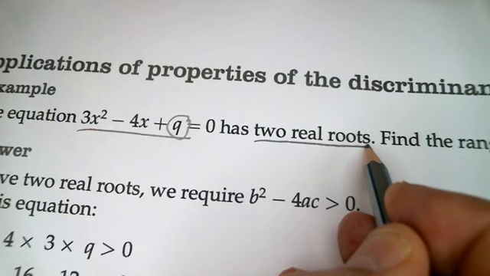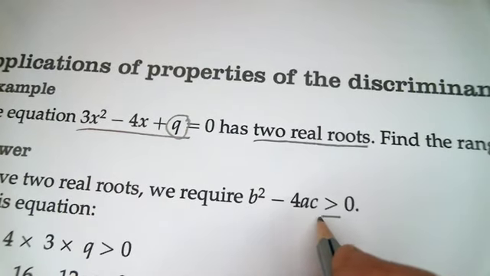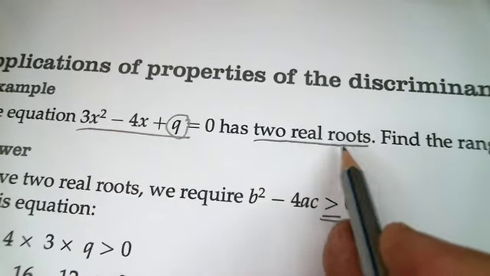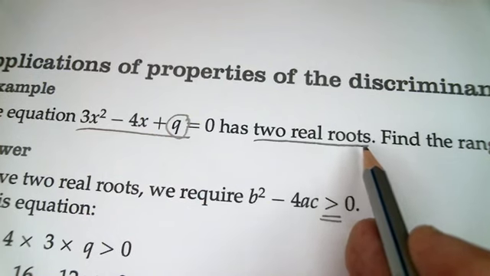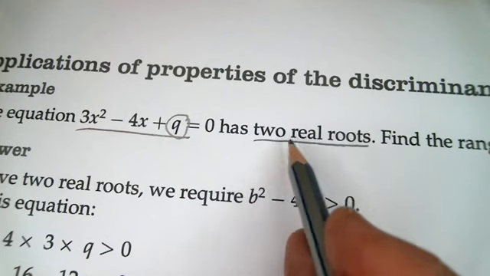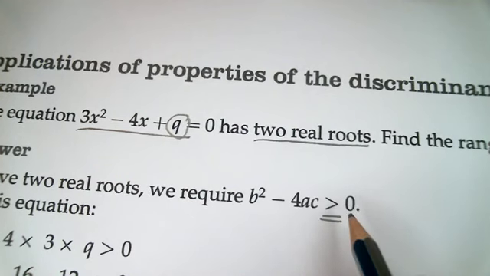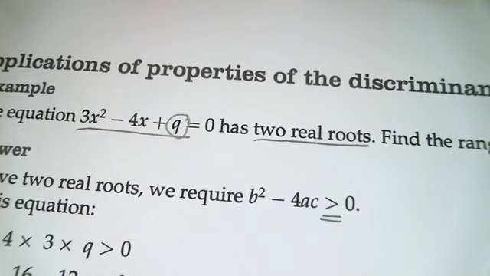So when we write the discriminant function, which is b squared minus 4ac, we know that it's going to be greater than 0. Now, if it said it has one real root, one repeated real root, then we would write equals 0. And if it said it has no real roots, then we would say less than 0. So that's how this plays out. So let's have a go at doing this now. It's on the sheet here, but I'll talk you through it so you can see my thinking as I do the calculation.